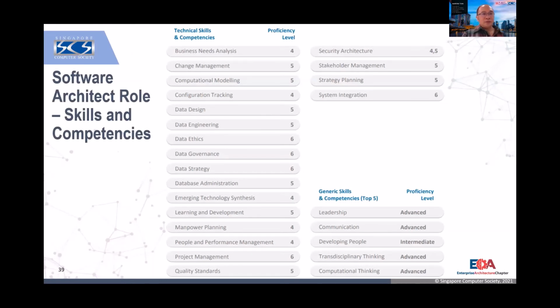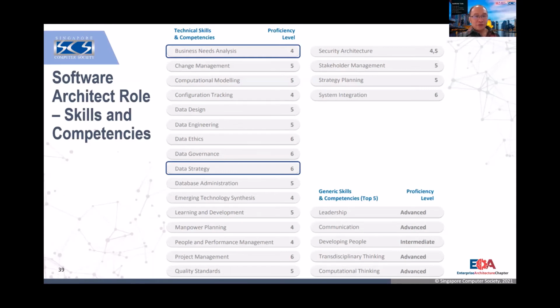So in terms of the role, the requirement, the technical skill and competency, I think it's pretty much the same for all the architects: business need analysis, right? So we need to understand the business. Then after that, of course, we need to also understand the data strategy, because the application accesses the data, so we need to know their strategy. And of course, we need to know about security, because we need to do application penetration testing, and all the secure code principles need to be followed.